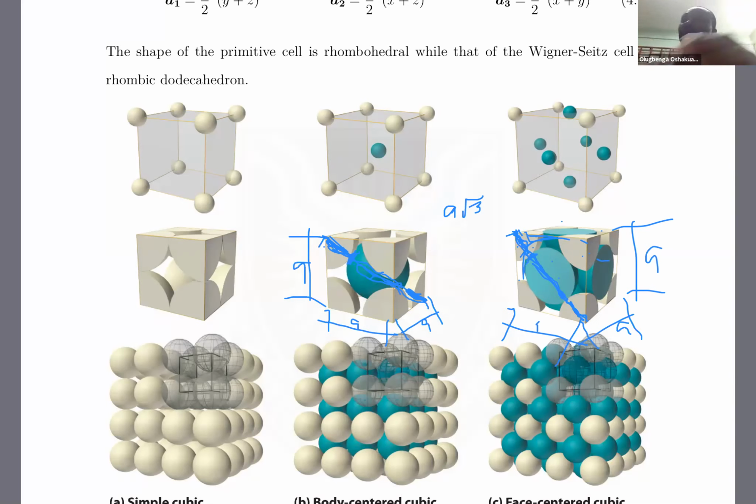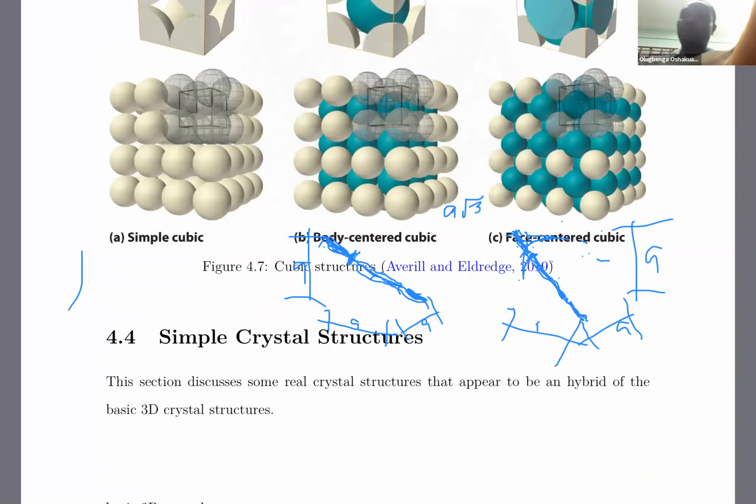Having known that, we'll now calculate the volume of the four spheres and divide by the volume of the cube. That will give us what we have over there.